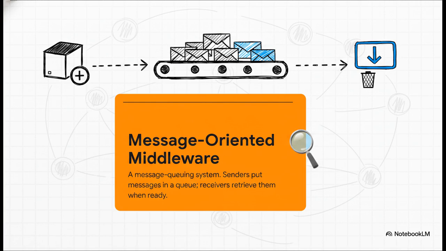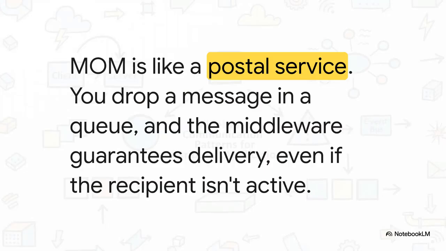Instead of making a direct connection, the sender, which we call a producer, just drops a message into a queue. And then, sometime later, whenever it's ready, the receiver, or consumer, comes along and picks that message up from the queue. And that's why the postal service analogy works so well. The sender doesn't have to wait around to see if the receiver is available. It just trusts the postal service, in this case the middleware, to hang on to that message and make sure it gets delivered, eventually.